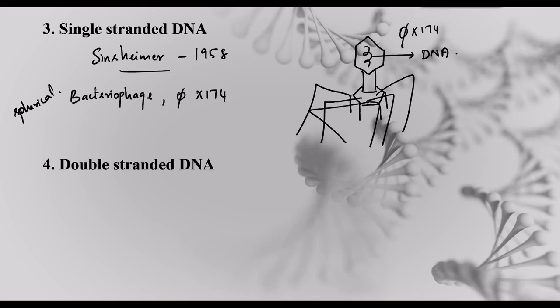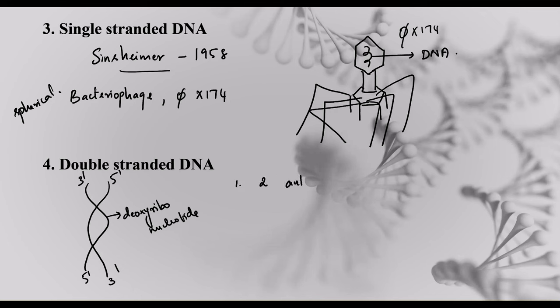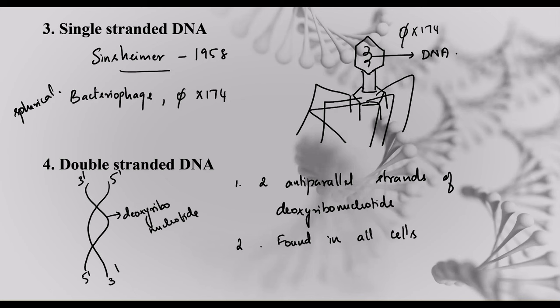The next thing is double stranded DNA. We know this obviously, right? It consists of double strands, which run from 3' to 5' and 5' to 3', obviously having anti-parallel strands. The first point about double stranded DNA is that it consists of two anti-parallel strands of deoxyribonucleotides. It is found in almost all cells, especially those which possess DNA as genetic material, except in some viruses. So this is all about single stranded and double stranded DNA.